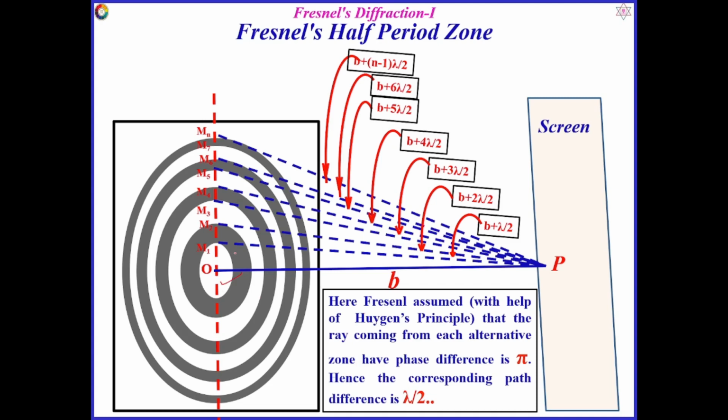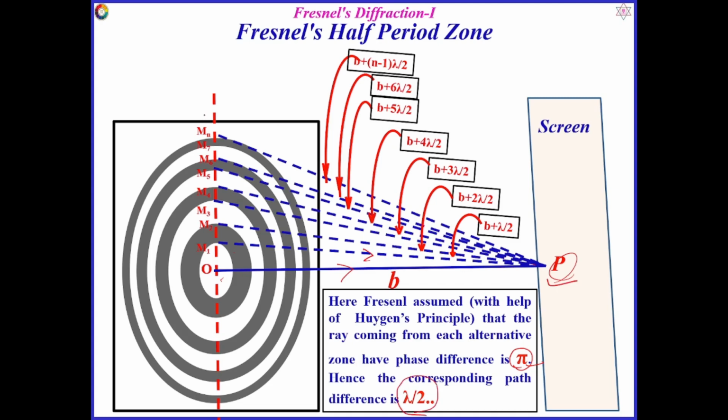From the first half period zone to the second half period zone, the phase difference is pi. So if the light passed through the first half period zone is compared with the light passed through the second half period zone, both have a phase difference of pi. If the phase difference between the first and second zones is pi, then for the light coming from the first zone to P and from the second zone to P, what will be the path difference? It will be lambda by 2.